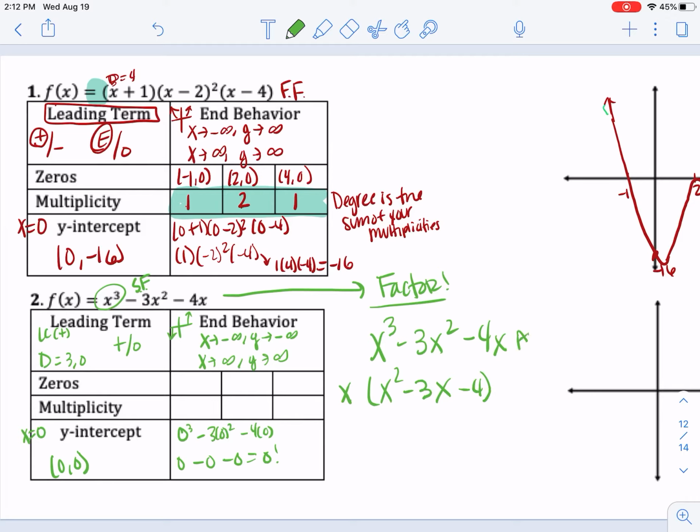Now, my a times c is -4. My b is -3. So I want two numbers that multiply to give me -4, but add to give me -3. I think that's going to be 4 and -1. Just a double, oops, see, I even did that wrong. That's why we always double check. It's -4 and 1. So -4 times 1 is -4. -4 plus 1 is -3. So I have x minus 4, x plus 1. When I do that, I can now find my zeros.